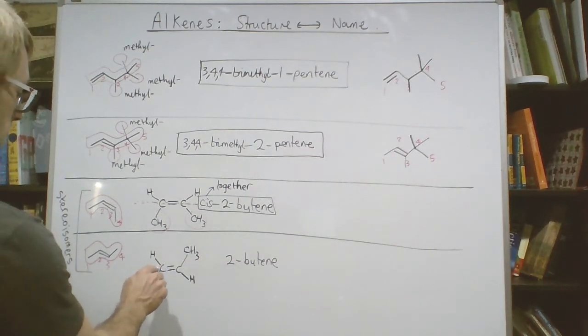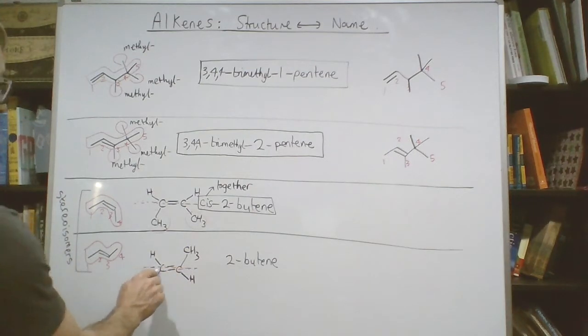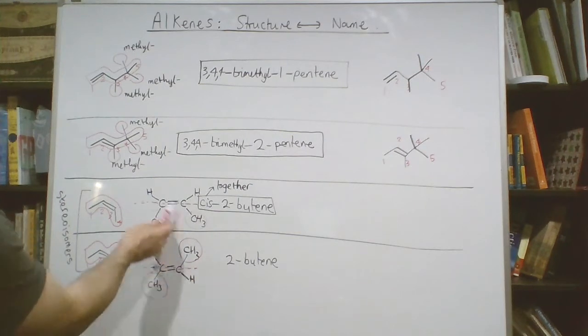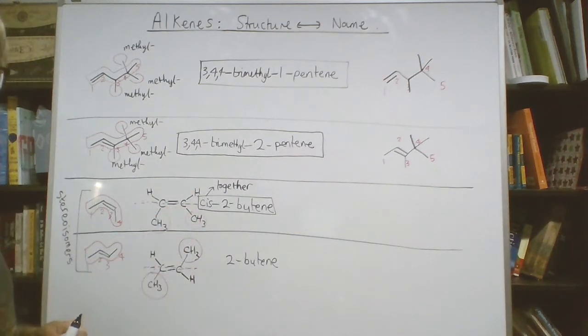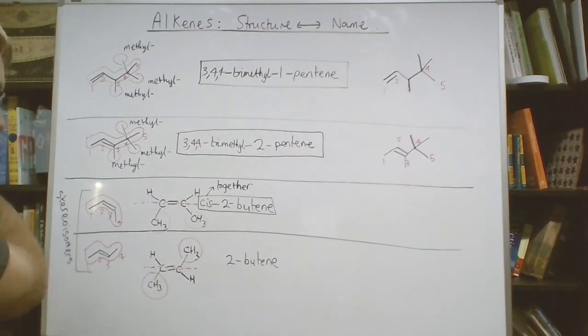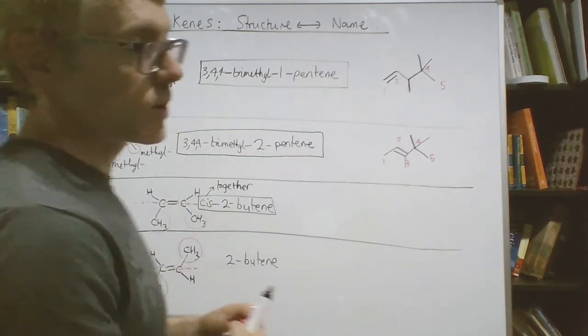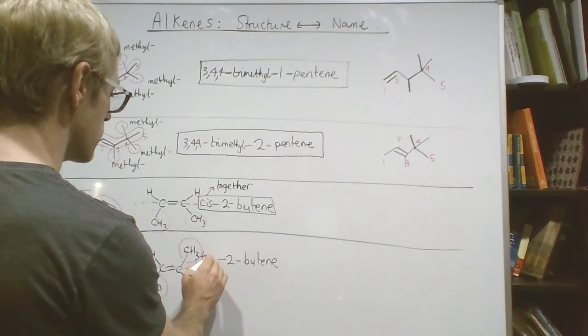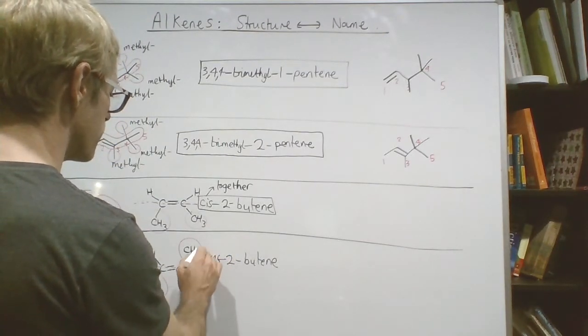Again, if we were to look at the axis of that double bond, I've got a methyl below it and a methyl above it. Previously, they were both on the same side, but here we've got different sides of the double bond. So we call this trans. Trans is a much more self-intuitive word.